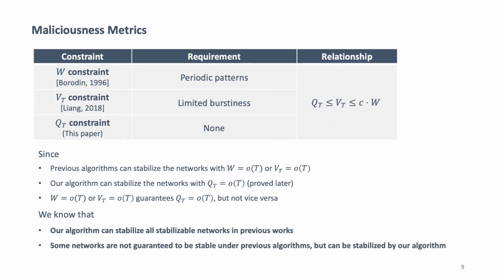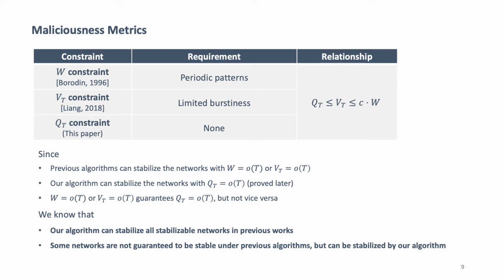We now summarize the differences between the constraints. The W constraint actually requires the dynamics to have some periodic patterns. It is possible that a network does not have a W constraint. The VT constraint limits the burstiness of the network, and the Qt constraint is the most relaxed one. Actually, we can rigorously show that Qt is no greater than VT, and VT is upper bounded by W times some constant coefficient.